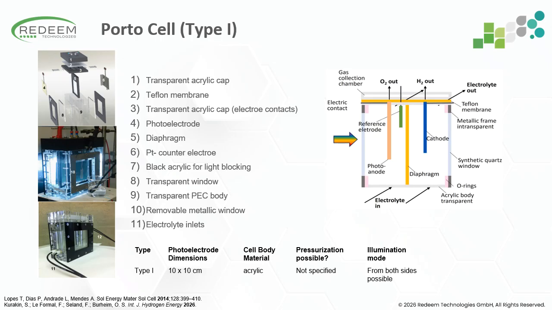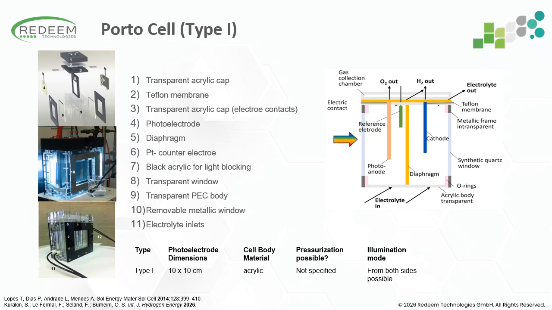Here is another example of a type 1 reactor, the Porto cell, which was developed at the University of Porto. And like the previous design, it uses a back-to-back electrode arrangement with a diaphragm to separate the two compartments. However, the reactor body is made from transparent acrylic, which allows illumination from either side instead of only through a single window. The modular construction here also provides easy access to the photoelectrode, reference electrode, and electrolyte connections, making the reactor well suited for laboratory studies and for testing different photoelectrode materials also.